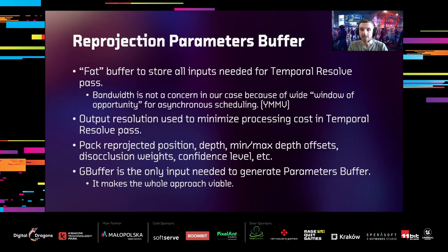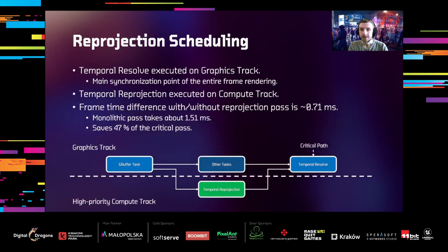There are many arguments being packed in the reprojection parameters buffer, such as reprojected position, min-max depth offsets, and others. And the buffer is used to pass these arguments from the reprojection step to the resolve step. The only input data needed to start temporal reprojection is the G-buffer data. Because of that, we can kick off the reprojection process on a high priority compute track right after the G-buffer task finished on the graphics track, leaving the resolve pass the only task of the pipeline running on the graphics track. This decoupling helped us to reduce the wall clock cost of the temporal pipeline by about 0.7 milliseconds, which is great as it reduces the frame critical path by the exact same number.